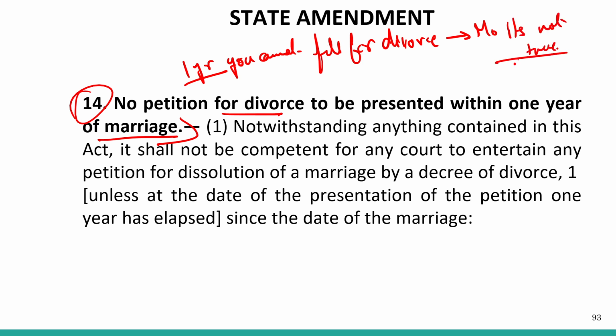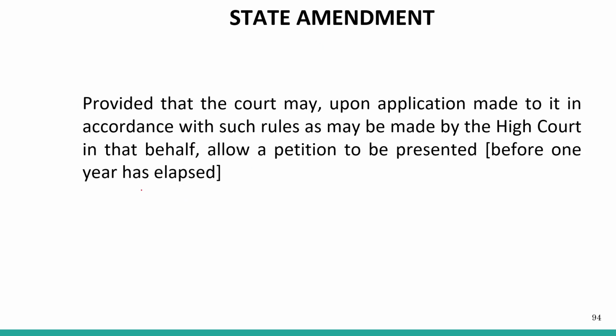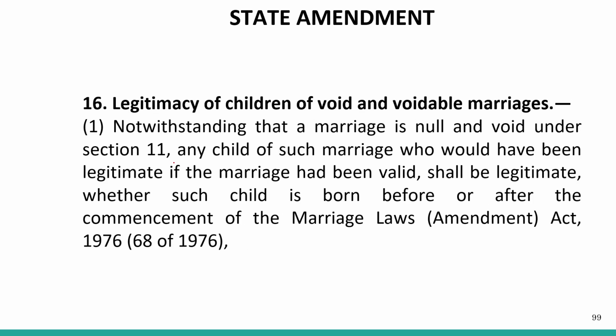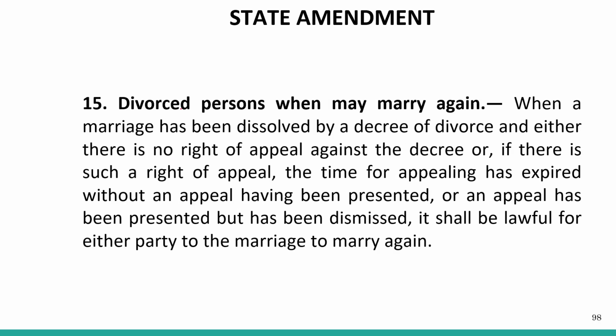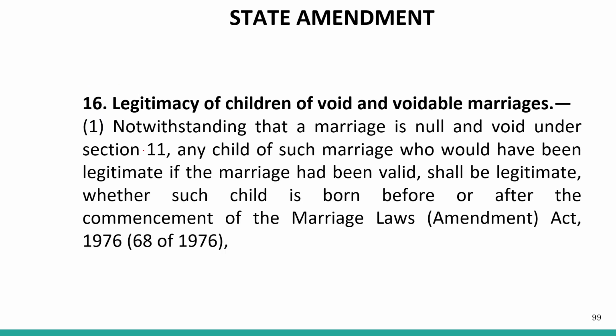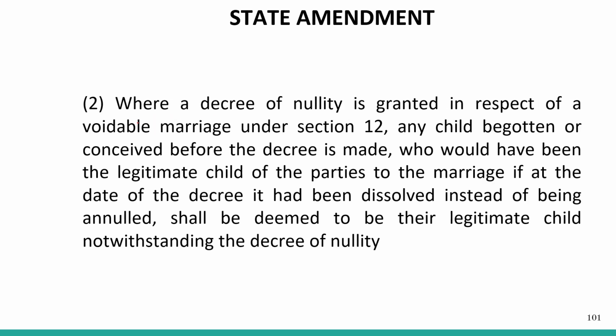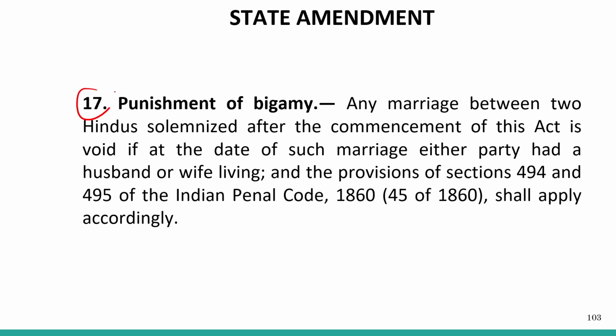You can still file for divorce, but it is the duty of the court to make sure that when they are providing the decree of divorce, 1 year should have been completed. Okay, so this is something that we're going to study also. Divorced persons when may marry again. So this is something, once they get the decree, then they can marry. Legitimacy of the child is going to be studied also. What is the punishment of bigamy?